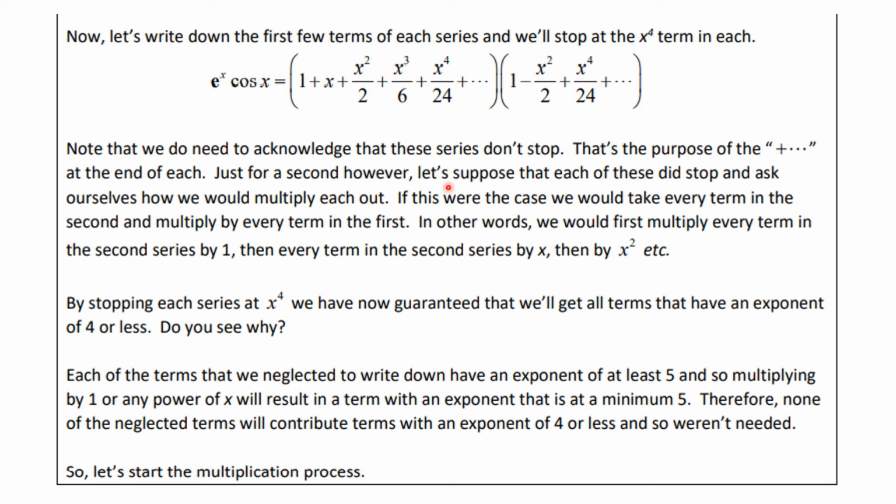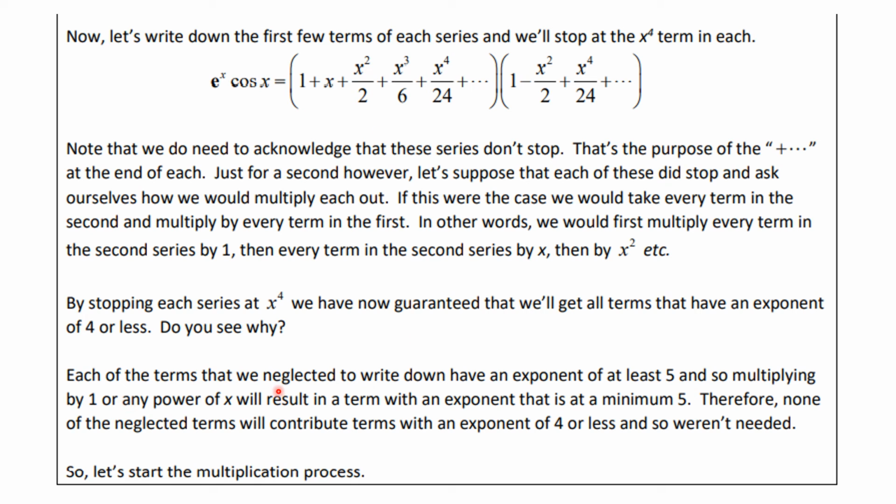Now note, we do need to acknowledge that these series don't stop. That's why we put dot, dot, dot. But just for a second, let's suppose that each of these did stop, and we ask what we will get if we multiplied this out. In this case, we would take every term in the second and multiply it by every term in the first. In other words, we would multiply every term in the second by 1, then every term in the second by x, then by x squared, and so on and so forth. That's the distributive property. That's the way you multiply polynomials.